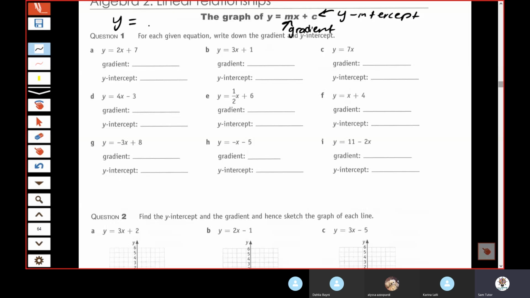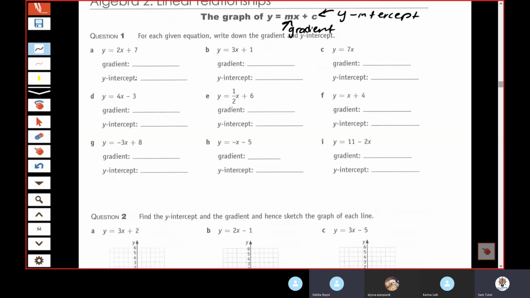And if I said 6 take away x, again, the gradient is not 6. The gradient is what's in front of the x. So the gradient would be negative 1. And that's how you've got to look at it. It's always about remembering gradients in front of the x. The y-intercept is the number that's itself, that doesn't have an x. So in that one, 6 would be the y-intercept.